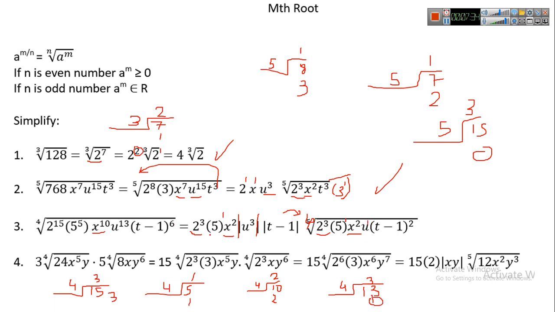I have t minus 1 power 6. If I divide 6 by 4, you all know the quotient is 1 and the remainder is 2. So t minus 1 outside, because the power is 1, odd, you put it in absolute value, and the square is inside. So it's very easy, only by division.